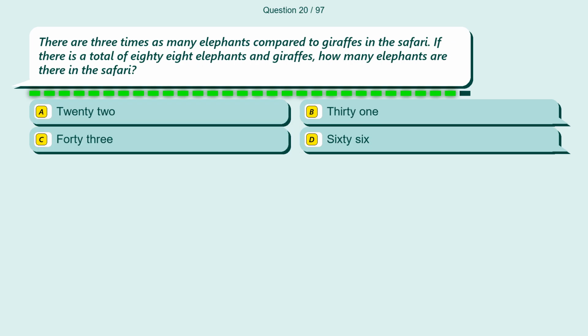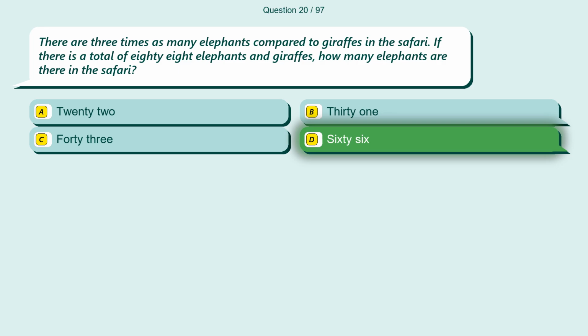Question 20. There are 3 times as many elephants compared to giraffes in the safari. If there is a total of 88 elephants and giraffes, how many elephants are there in the safari? Option A, 22. Option B, 31. Option C, 43. Option D, 66.